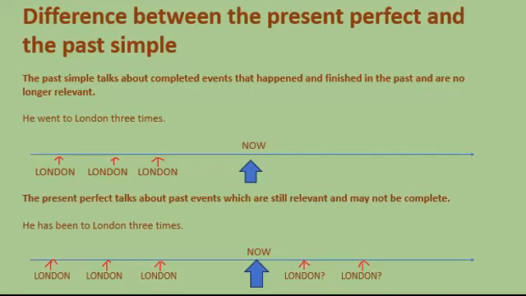Compare this to the second example, which is in the present perfect. He has been to London 3 times. Although this tells us that in the past he went to London 3 times, there is no implication that he will never visit London again. The past simple implies that the event is totally complete. The present perfect implies that it's very possible that a past event could be repeated in the future.